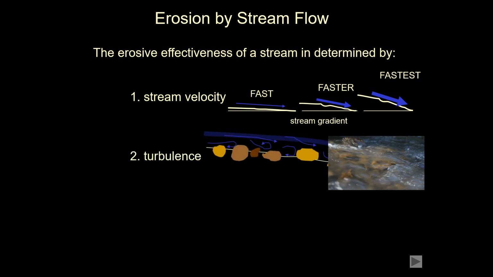We know another factor that determines the erosive effectiveness of a stream is turbulence. Turbulence is water that's flowing other than in a straight direction. So turbulence can be greater where you have rocks and debris, things that are sticking up in the bottom of a river. And you tend to have less turbulence when you have a smooth bottom.